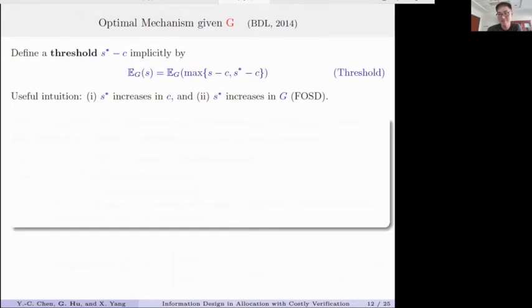So the left-hand side is just the mean type, or the mean signal. And the right-hand side depends on the distribution G and the checking cost C. We don't have time to explain the intuition of the right-hand side. You just need to know that it depends on G and C. From the equation, superficially, we can see that the threshold S star increases in C. So when the checking cost is high, this threshold is high. And S star is increasing in the distribution G in the first order sense. For example, when G has a larger mean, the threshold is larger.